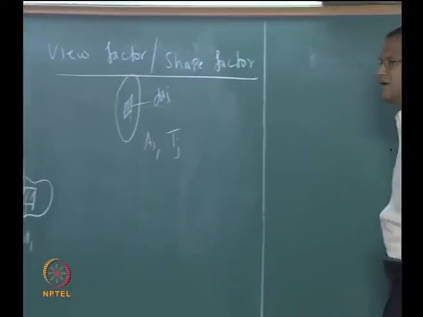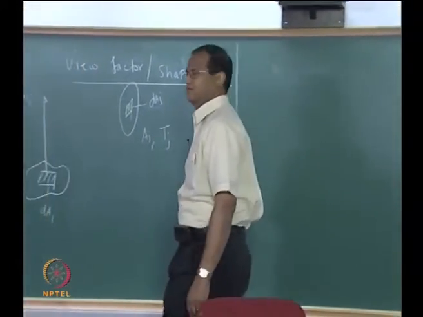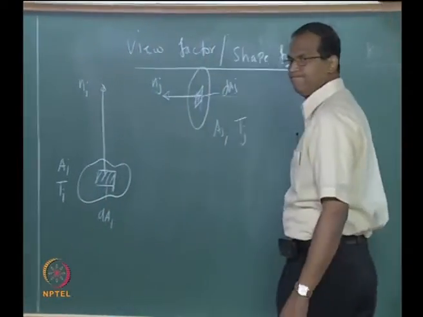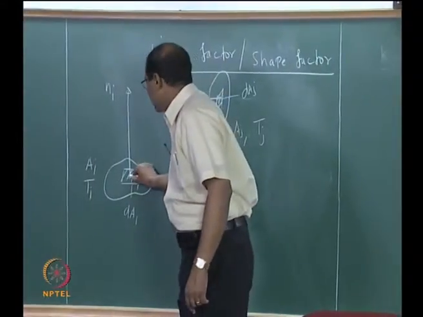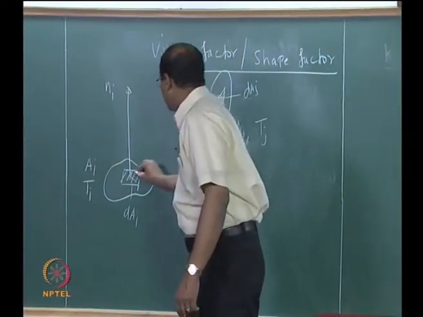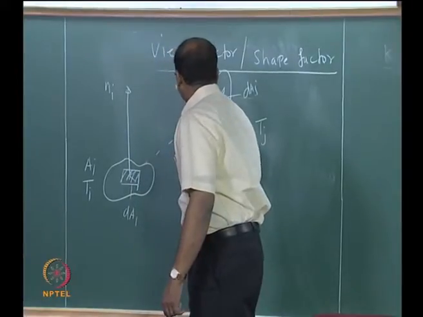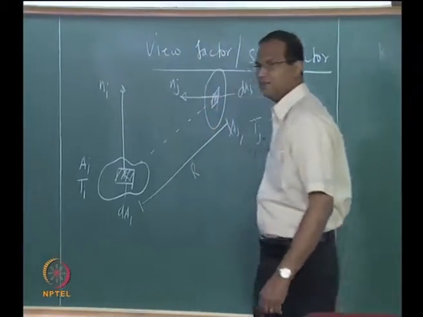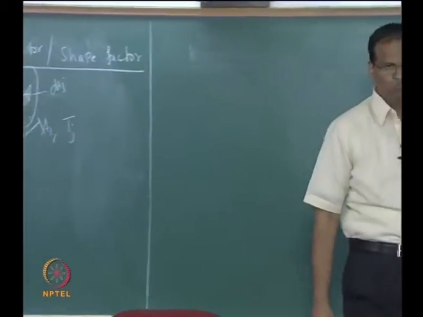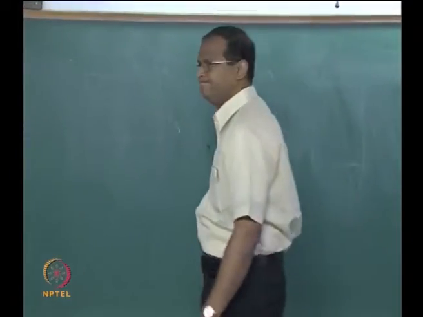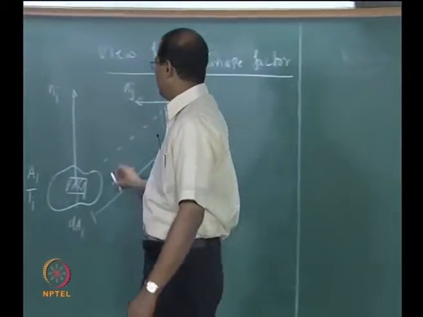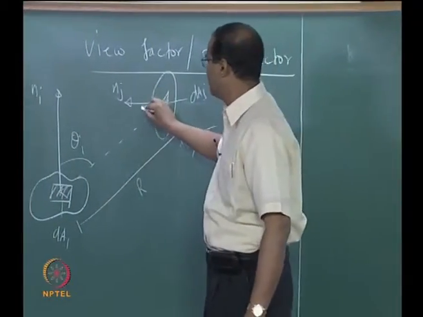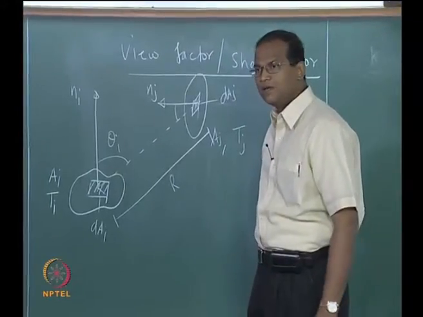I am taking an elemental area dAj. The unit vector is Nj. Now I connect the centroid of this to the centroid of this, and this distance I call radius r. This angle I call theta i, and this angle theta j.